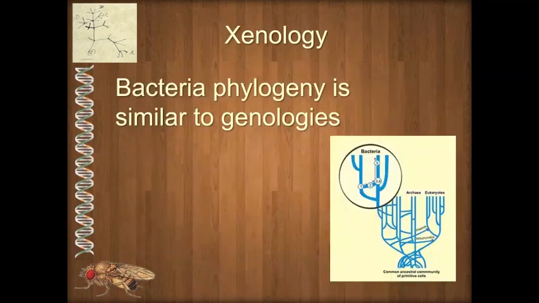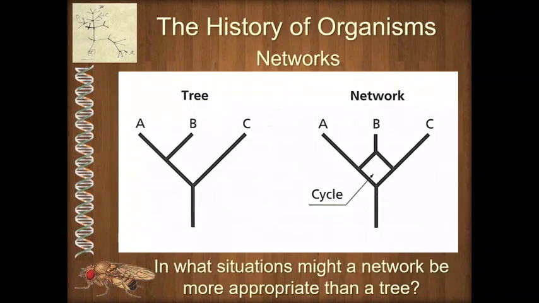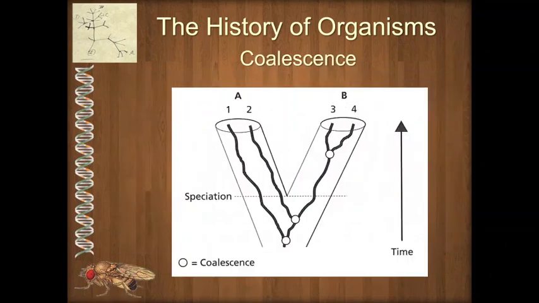And this pattern that's produced by xenology, a network-like pattern, can also be produced within sexually reproducing organisms. And that makes relationships within a sexually reproducing species harder to figure out and more applicable to a network-like pattern than a true phylogeny. Okay?